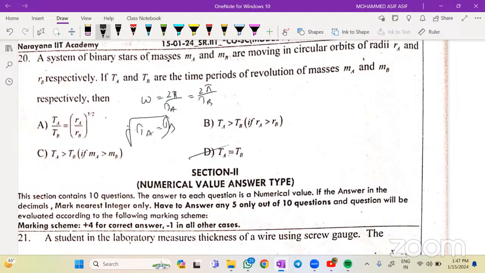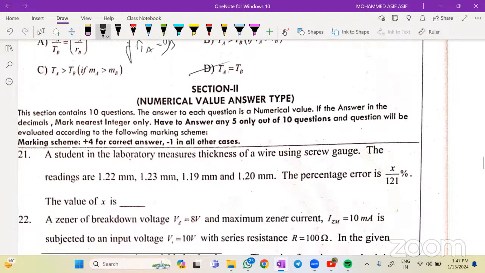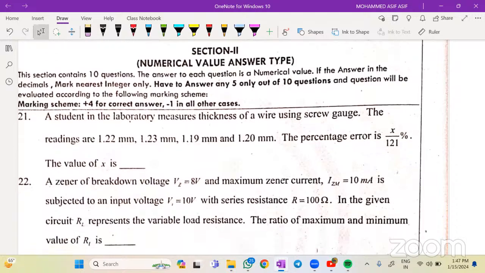Direct question, fourth option. A student in the laboratory measures the thickness of a wire using the screw gauge. The readings are 1.22 mm, 1.23 mm, 1.19 mm, 1.20 mm. तो पहले इसका मीन ले लीजिए. X value is equal to 1.22 mm plus 1.23 mm plus 1.19 mm plus 1.20 mm divided by कितने readings है? 4, divided by 4. ठीक है ना. उसके बाद इसका डेल्टा निकाल लीजिए.